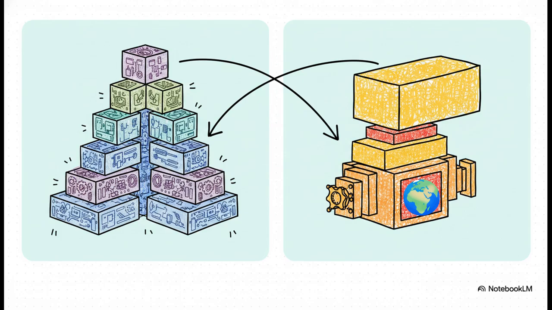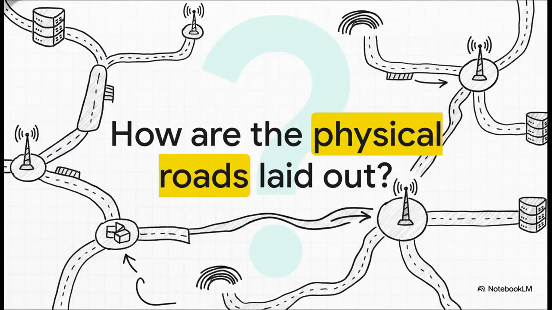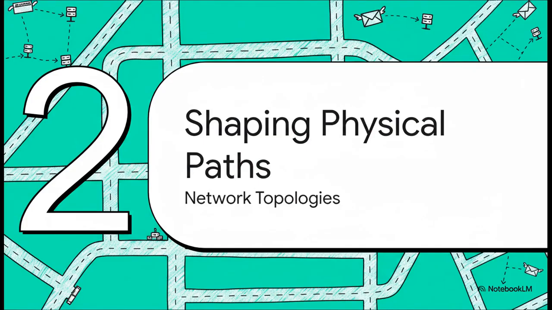So remembering that OSI is our theoretical reference, while TCP/IP is what's literally running on your computer, is absolutely crucial. So we have our overarching blueprint figured out. But if we're sending physical signals, how are the physical roads of our network actually laid out? Let's find out in Section 2, Shaping the Physical Path.